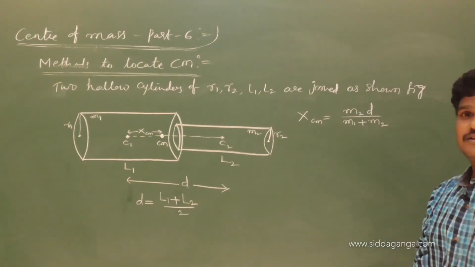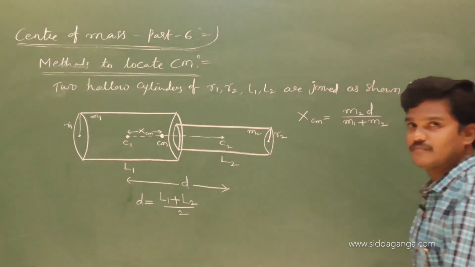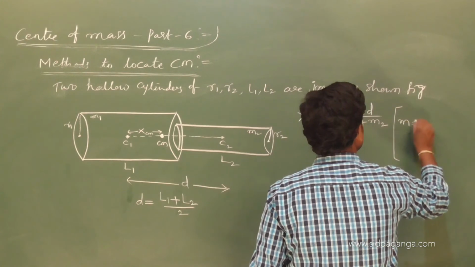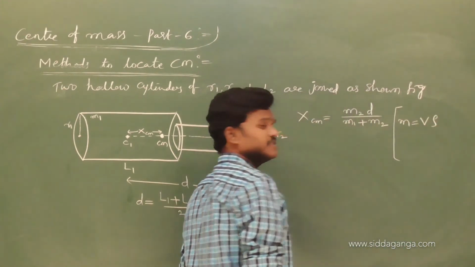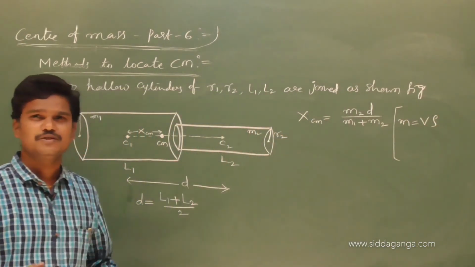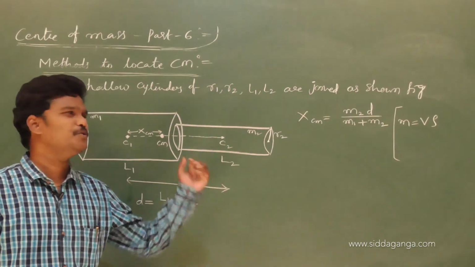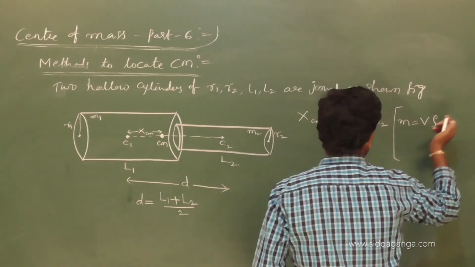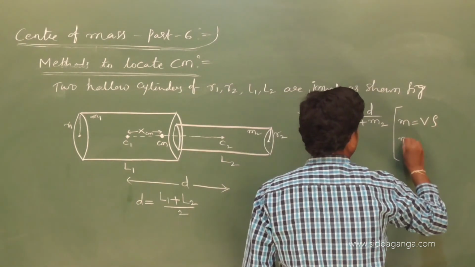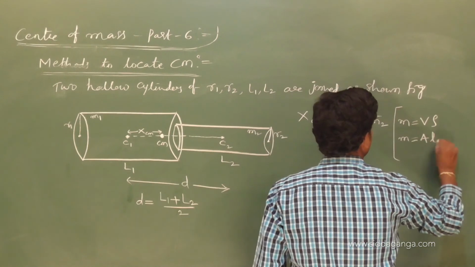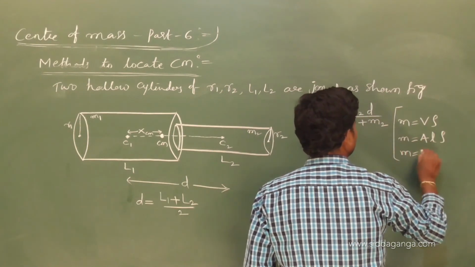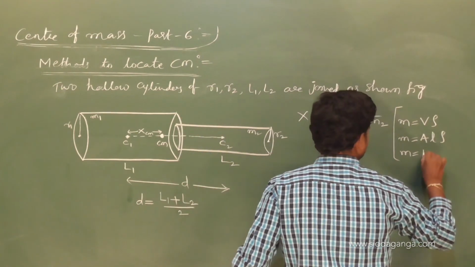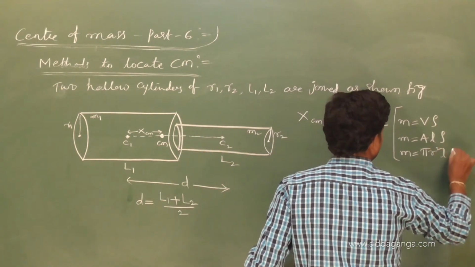Let us get the mass. How is the mass going to vary? Mass is nothing but volume into density. Nothing is given, so the density is uniform and remains constant. Volume we can write as area into length. So mass is area into length into density. The area of a circle is pi r square, so mass is pi r square L rho.